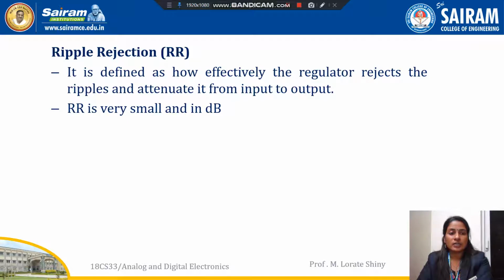Last one is the ripple rejection. It is defined as how efficiently the regulator rejects the ripples and attenuates them from input to output. Ripple rejection is very small and it's in dB, decibels.